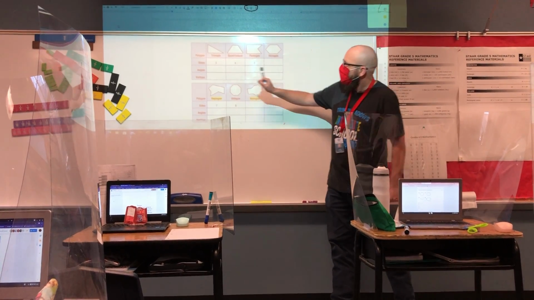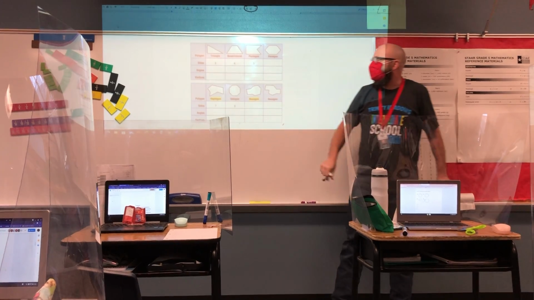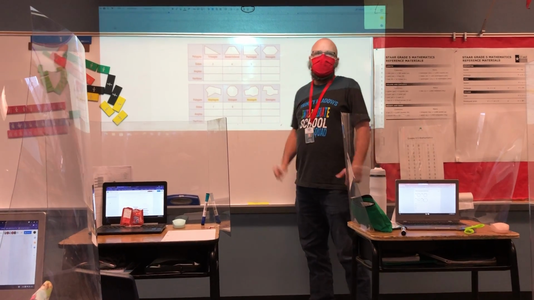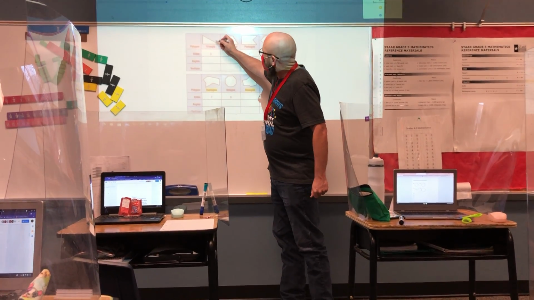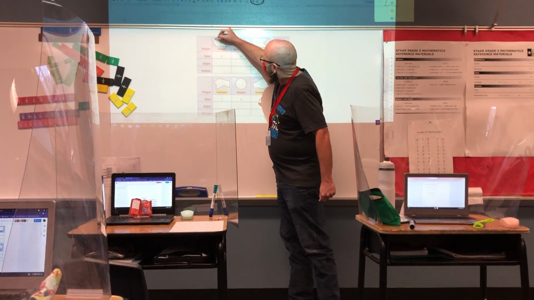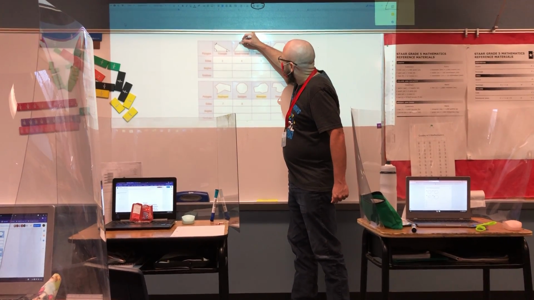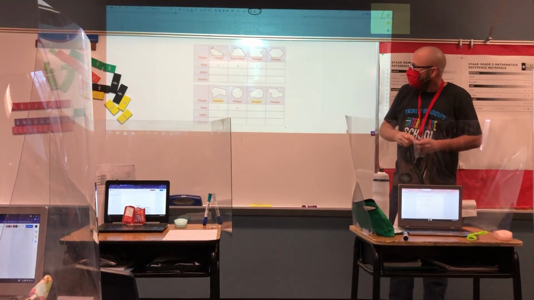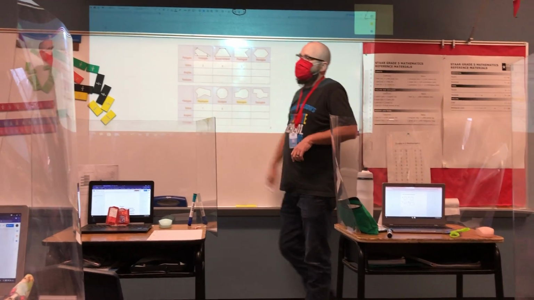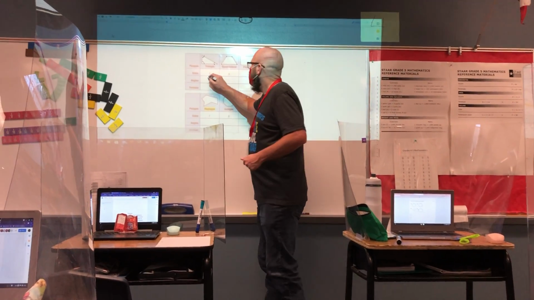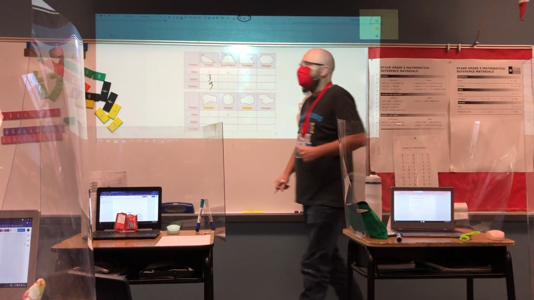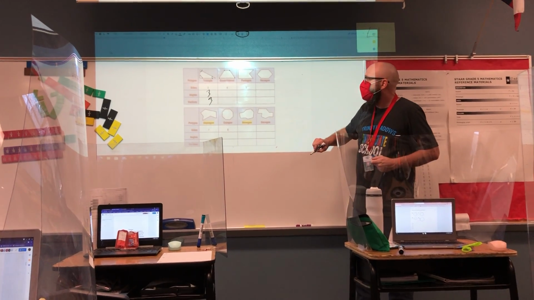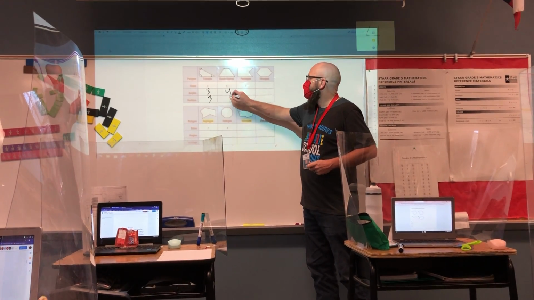And we're going to fill in the number of sides, angles, and vertices. Sides are the number of straight lines. Angles are where the straight lines meet. And vertices are the points where they meet. So a triangle has 3 sides. How many angles? 3. How many vertices? 3. Quadrilateral, how many sides? 4. Angles? 4. Vertices? 4.